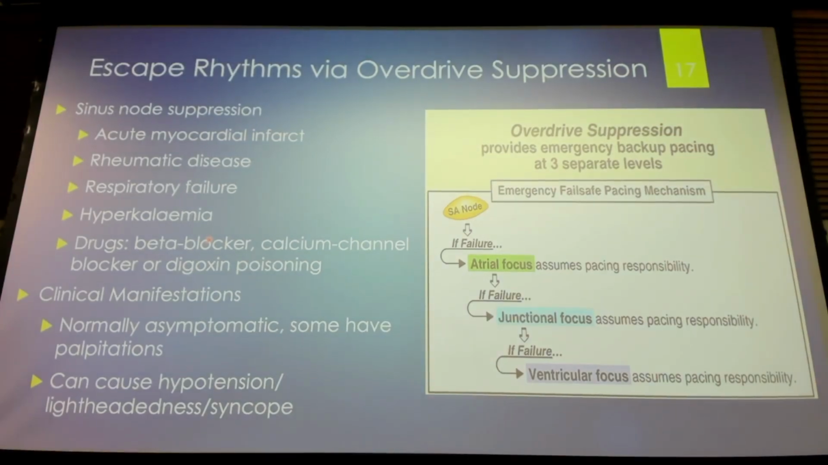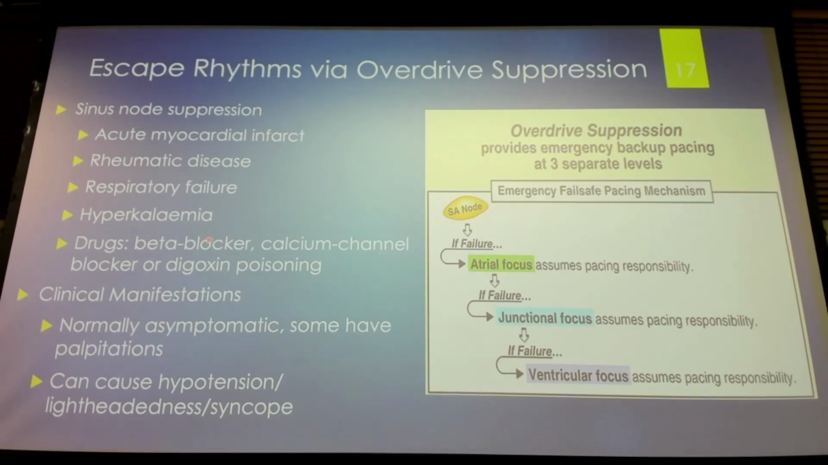Okay, sometimes we can get an escape rhythm. We know that the SA node is our primary pacemaker, but if the SA node does not fire, then somewhere else in the heart is going to fire. Usually the atria first, and then the junctional area, and then the ventricular area. And so what can cause this SA node suppression? Lots of things. Again, we talked about myocardial infarction, especially if their right coronary artery is involved.